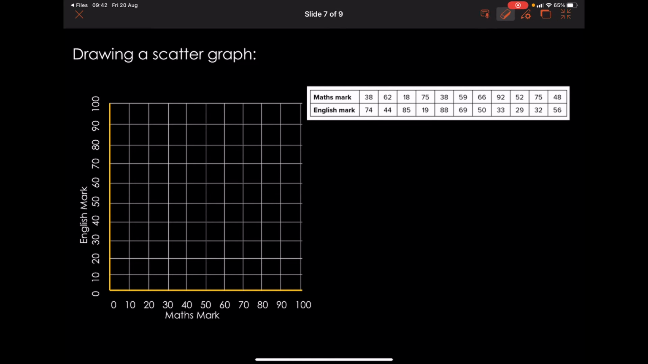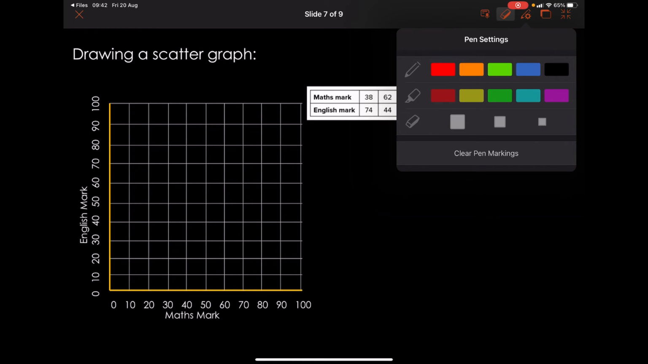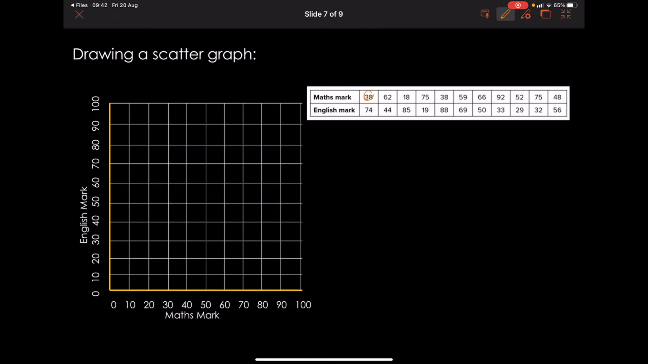math score, okay? And for each one, I'm going to go 38 across and then 74 up. 62 across, 44 up. And what you're doing is you're plotting the 2 marks and whether we're going to get a positive or negative correlation. So 38 across for the maths mark and 74 up for the English mark.